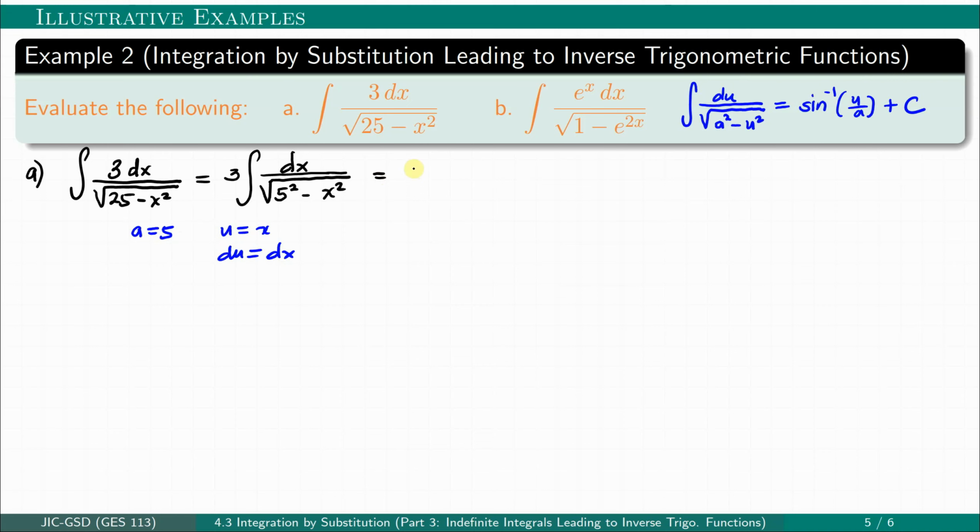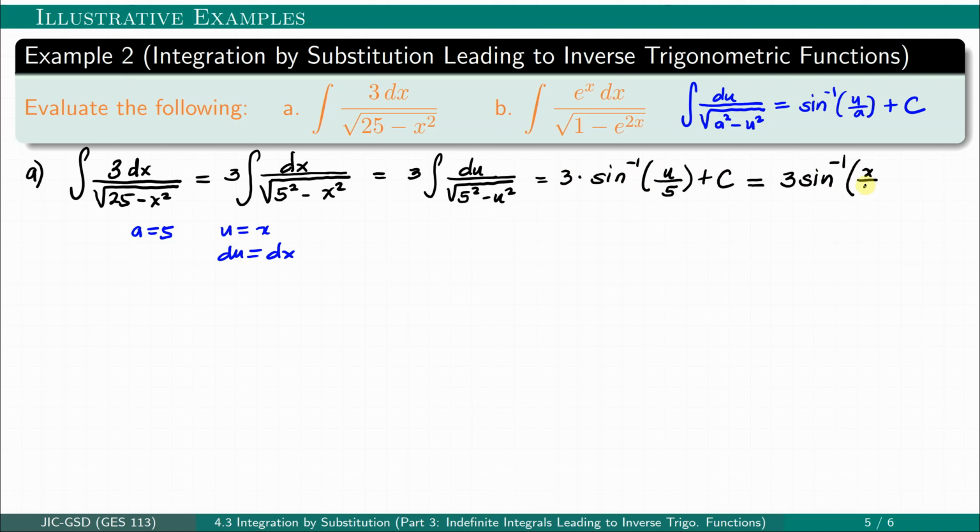Rewriting this integral now, we will get 3 multiplied by the integral of du divided by the square root of 5 squared minus u squared. Now looking at our formula, we can evaluate this integral as sine inverse of u divided by a, but a is just 5, plus the constant c. Finally, we can simplify this to 3 multiplied by sine inverse of x divided by 5 plus the constant c.